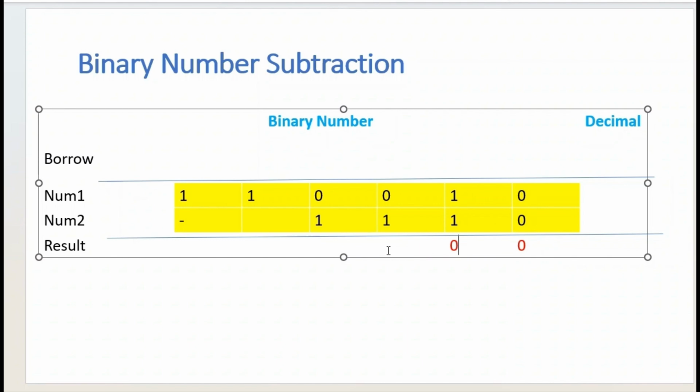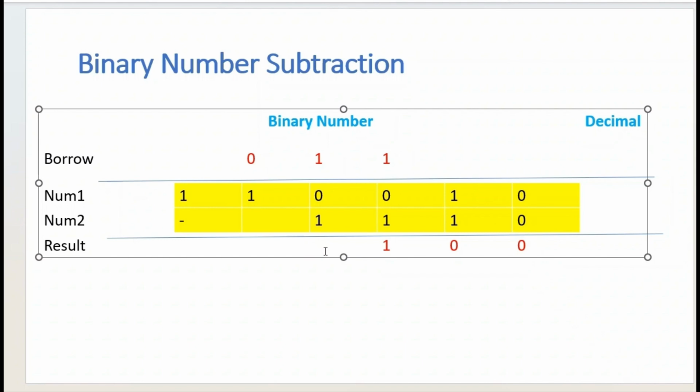Now here 0 minus 1 not possible, we have to borrow. So from here we cannot borrow, we can borrow from here. So with respect to this position, this is 4. So if we borrow from here, it becomes 0. And then this 4 we can adjust to here and 1 0 here. Okay. So 10 minus 1 is 1.